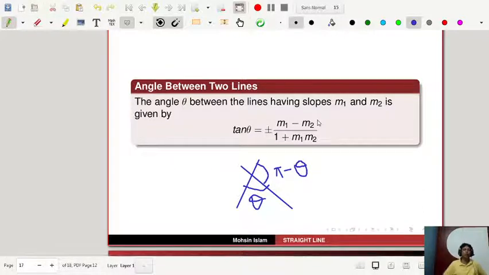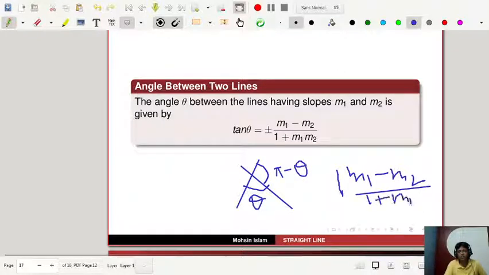So m1 and m2 are the slopes of the two lines. If two lines are given, you can find the angle between them by tan theta equal to plus minus m1 minus m2 by 1 plus m1 m2. This is the angle formula. Or you can put mod here. If you remove the mod, you get plus minus. You can put mod safely, because the plus minus is because of the acute angle and the obtuse angle.